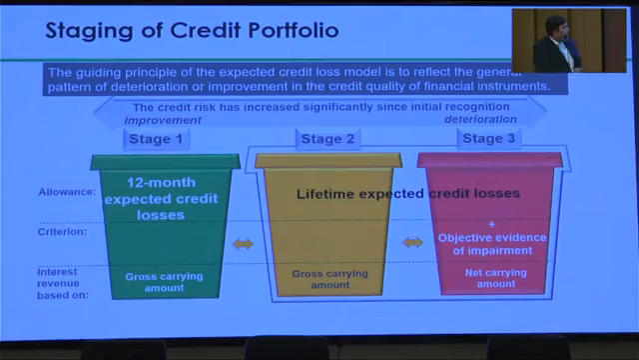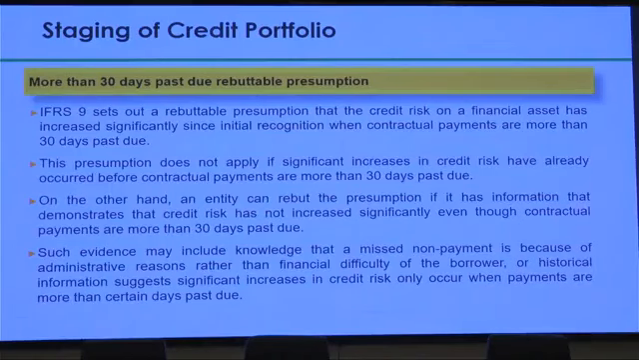So the next question arises, how to measure that significant increase in credit risk. So let's talk about that. The standard says that if a loan has become more than 30 days past due, then it is presumed that the credit risk has increased significantly over that loan. It's a rebuttable presumption. You can rebut that. It's not fixed, it's not mandatory. You can rebut that presumption based on your historical data, if you can demonstrate that the delay in the payment is due to admin reasons, not for credit deterioration reasons. So in that case, you can rebut that 30 days presumption.